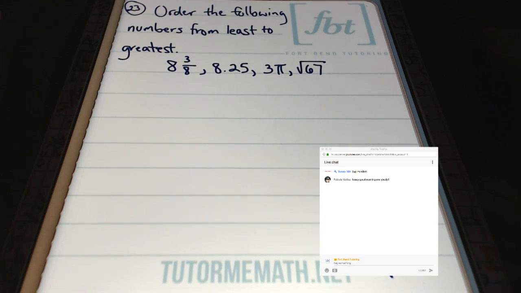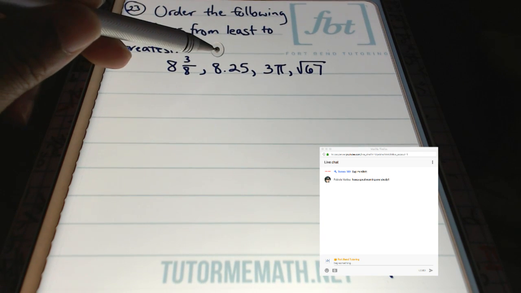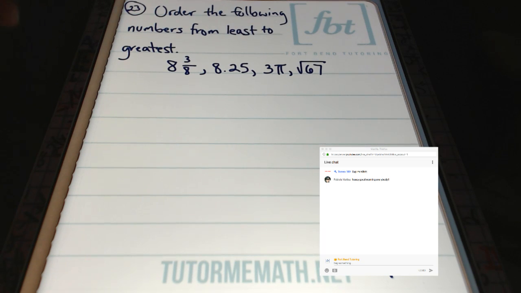Okay. It says in problem number 23, order the following numbers from least to greatest. Well, we are given 8 and 3/8. We're given 8 and 2500ths. We're given 3 pi, and we're also given the square root of 67.